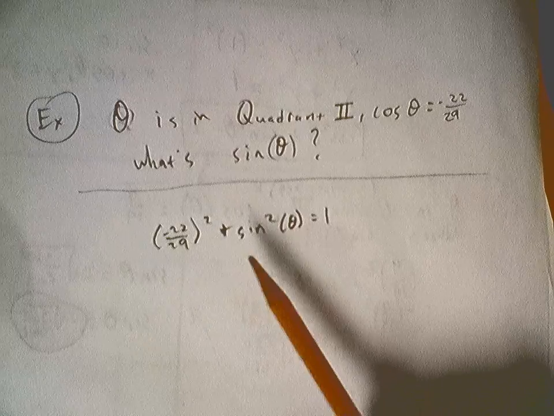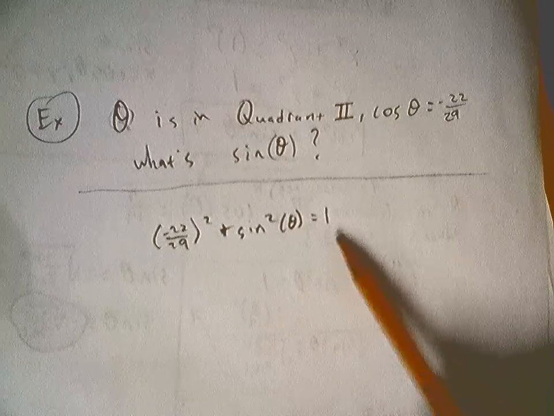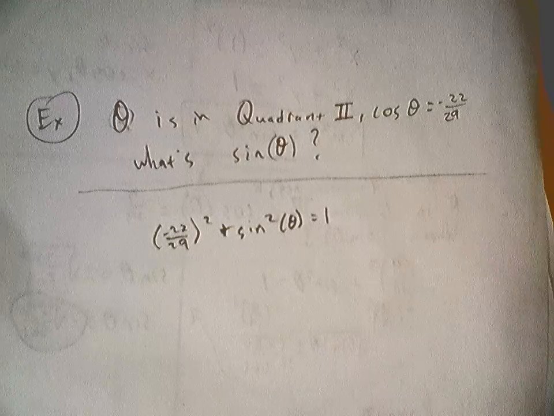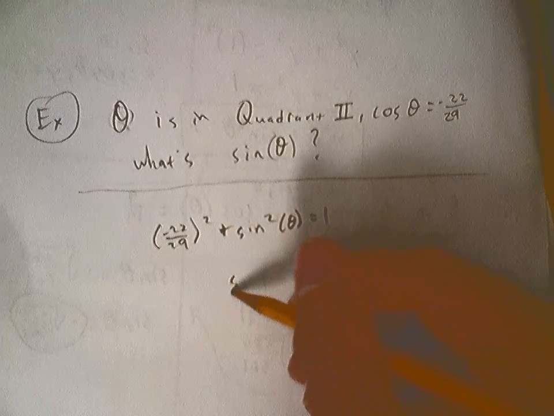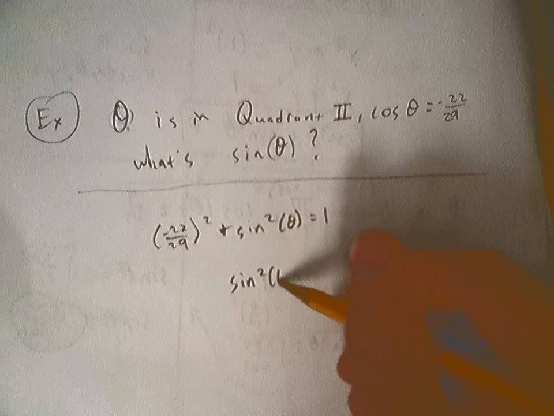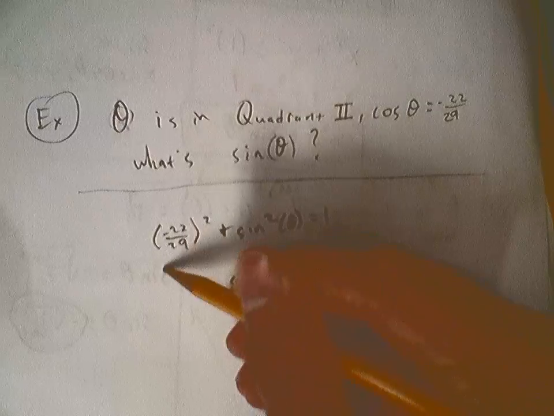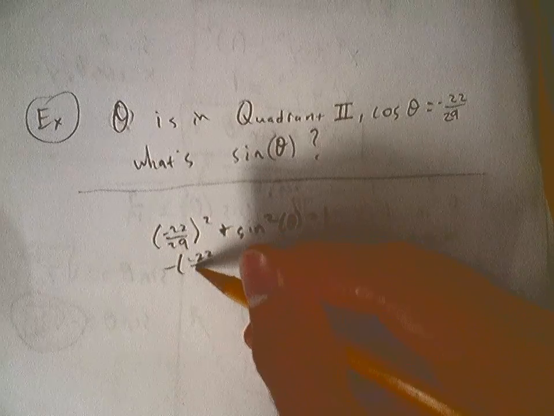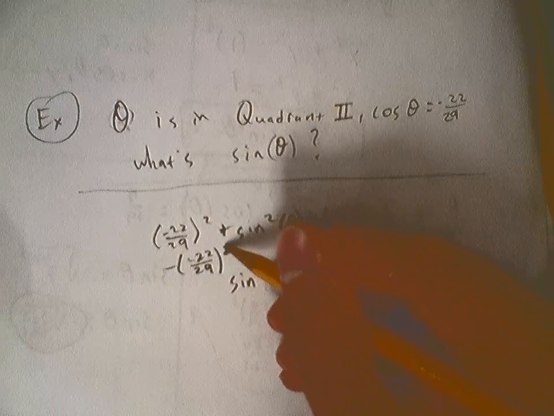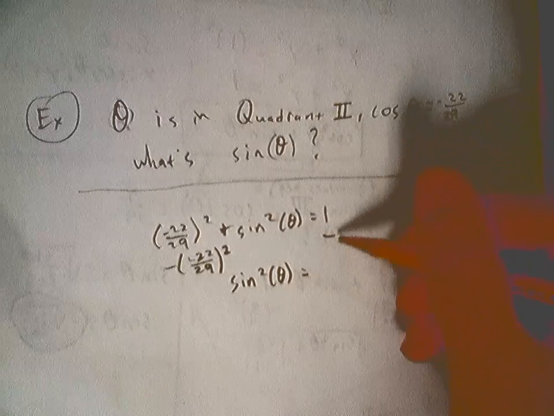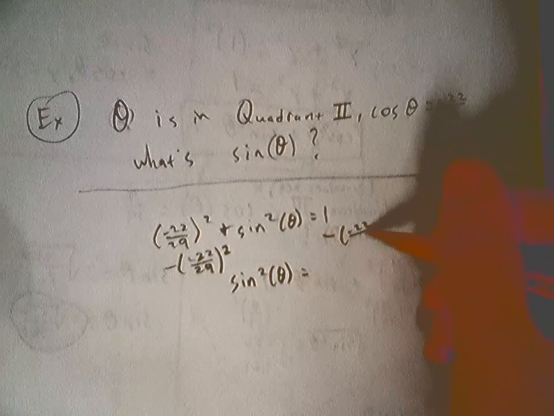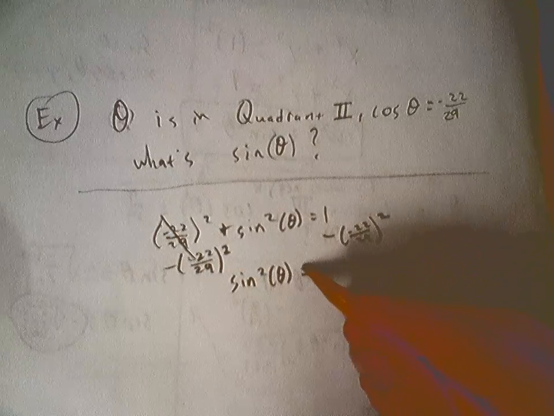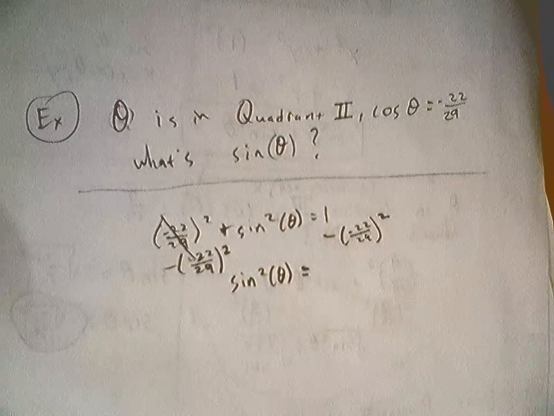I've already got the Pythagorean identity set up here. Remember, cosine squared plus sine squared equals 1. So I went ahead and squared the value of cosine. The next thing I'm going to do is subtract. I'm going to subtract away that negative 22 over 29 squared from both sides. Subtract that from both sides.